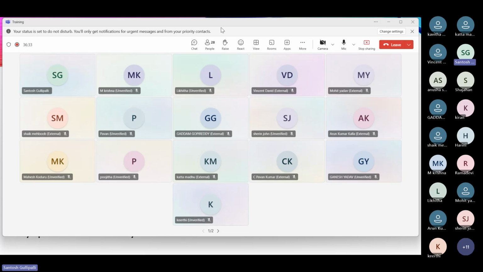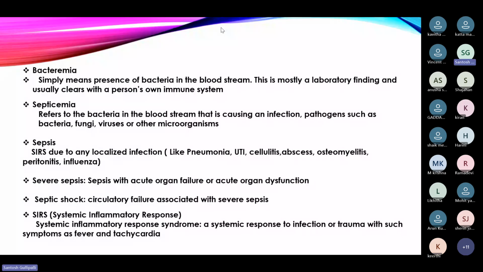Okay, sorry. Yeah, so sepsis is SIRS due to any localized infection. Localized infection means the infection attacks one specific body area or body part. For example, pneumonia is a lung infection. UTI means urinary tract infection, mainly of the bladder, kidney, or other urinary organs. Cellulitis mostly develops at the skin level, and abscess also.